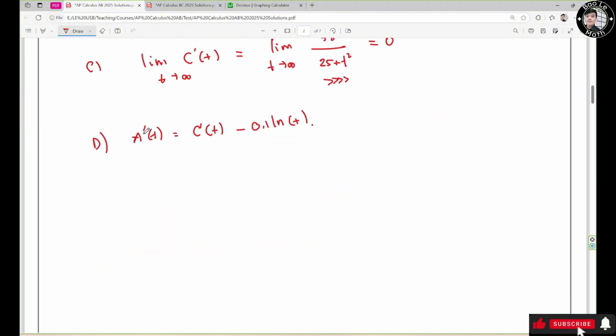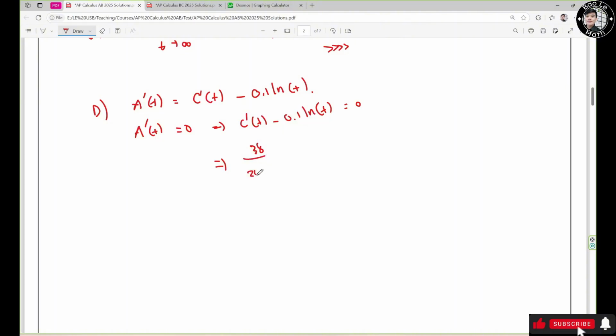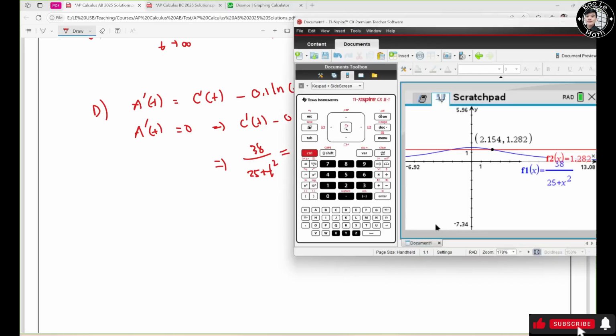Now you let A prime of t equal 0, which is the same thing as c prime of t minus 0.1 natural log of t equals 0. Now c prime of t is given right here: 38 over 25 plus t squared minus 0.1 natural log of t equals 0. Now I'm going to add 0.1 times natural log of t to both sides. Alright, now I'm going to put this on the calculator.